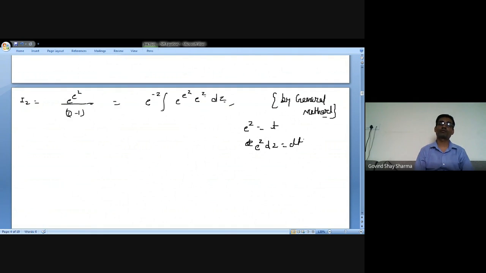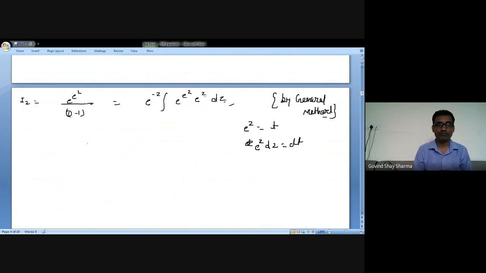If students have a doubt on the general method, then please visit my previous video. Here we took some examples of the general method, like t square plus a square is equal to sec ax, t square plus a square is equal to tan ax. This type of examples I have already given and solved, so it will be helpful for you to see and solve this type of question.